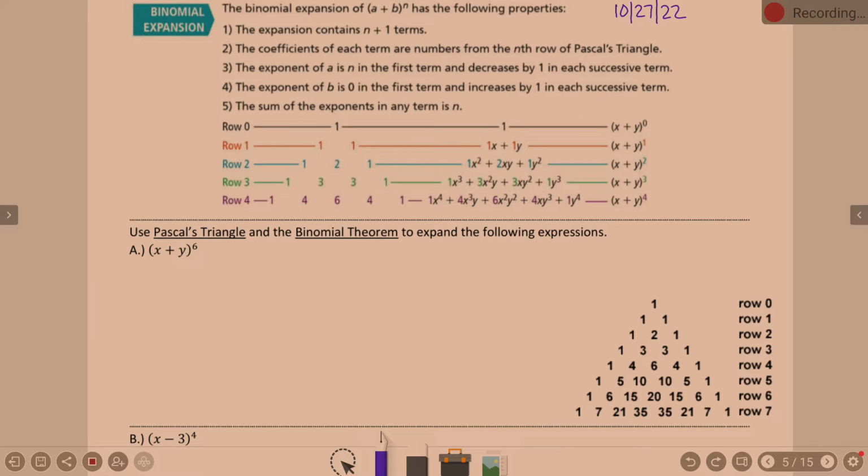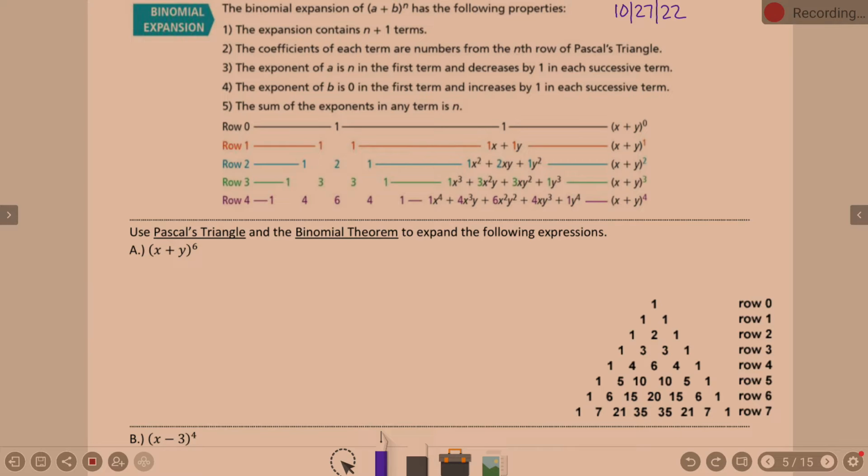Okay. Point 2. The coefficients of each term are numbers from the nth row of Pascal's triangle. And so we're going to talk about Pascal's triangle and how that can help us here. The idea of Pascal's triangle, it's a pattern of numbers. The top row is row 0, and that's just a 1. From that, each number in the rows below it is the sum of the 2 numbers diagonally above it. So for instance, row 1 is just, this diagonal number has a 1 above it and nothing, so 1 plus 0 is 1.